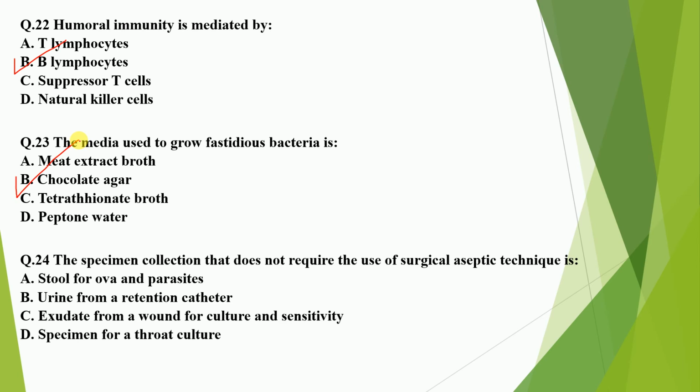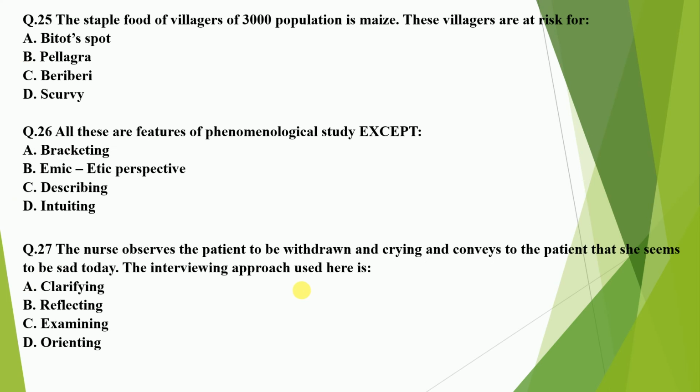stool for ova and parasites; option B, urine from the retention catheter; option C, exudate from a wound for culture and sensitivity; option D, specimen for a throat culture. Correct answer is option A, stool for ova and parasites.